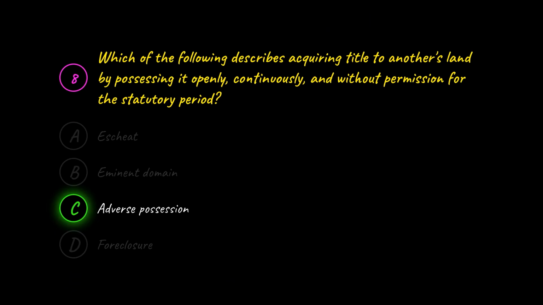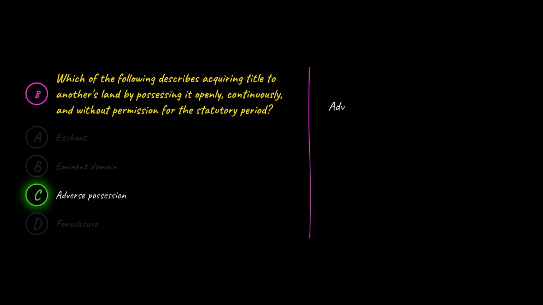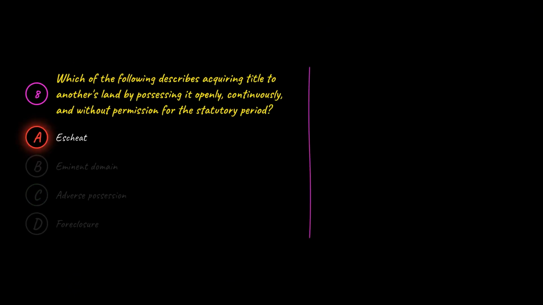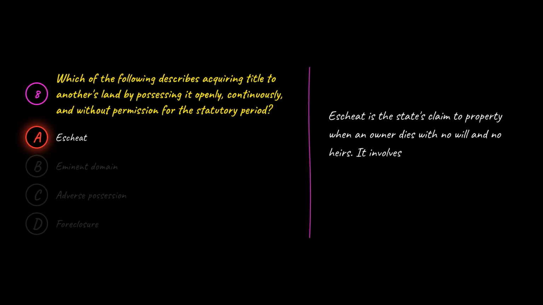Adverse possession. C is correct because adverse possession is an involuntary transfer in which a possessor gains title by occupying land hostilely, openly, continuously, and exclusively for the statutory period. Ohio requires 21 continuous years. A is wrong because escheat is the state's claim to property when an owner dies with no will and no heirs. It involves an ownerless estate, not a trespasser earning title through long possession.